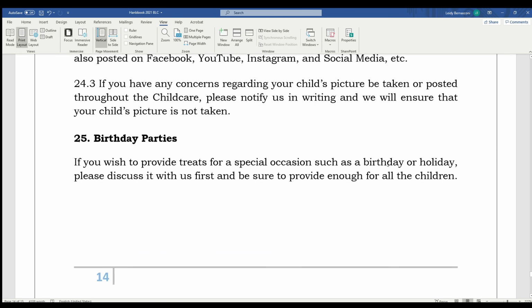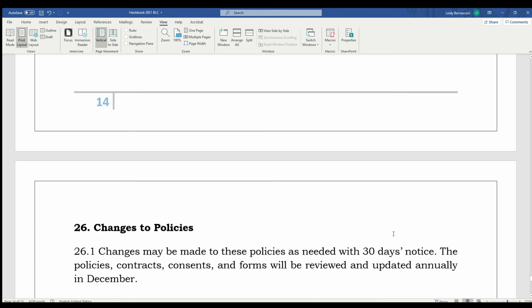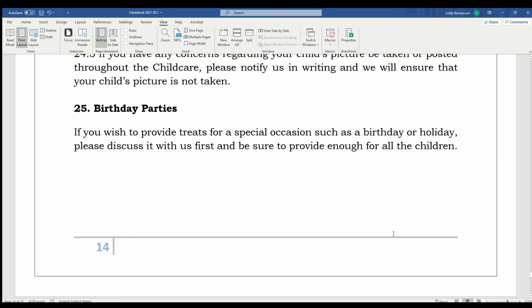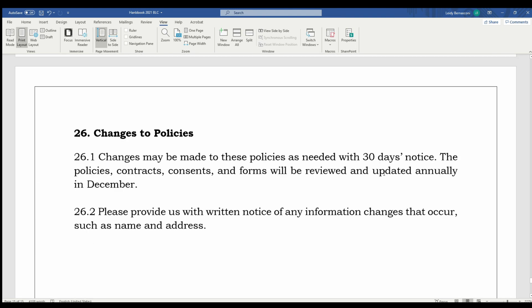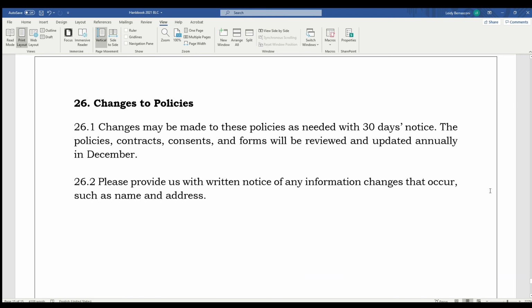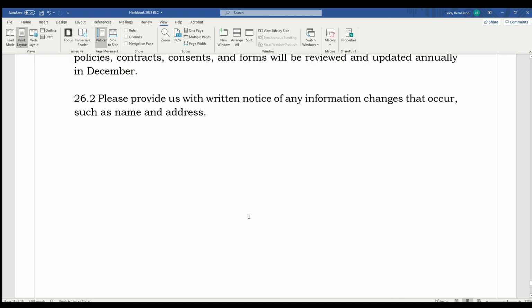Now, in case of parties, yes, we do allow parties. This is the time when the parents can bring anything. Normally they will give me the list of what they're going to bring so I can update my menu. I always have an update normally in the month of December, and just in case, I'm always open to go over my contract anytime my families need me to do that.